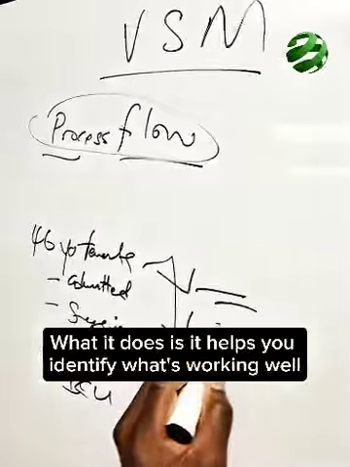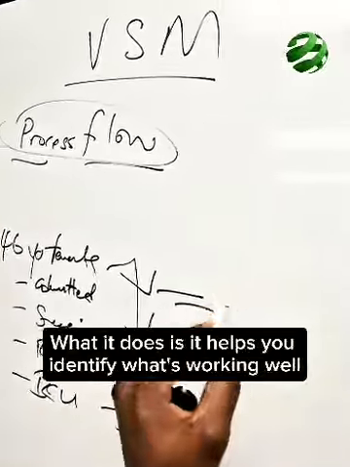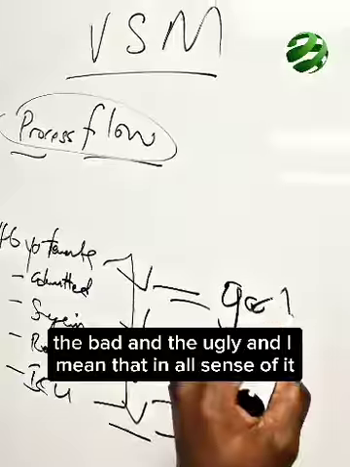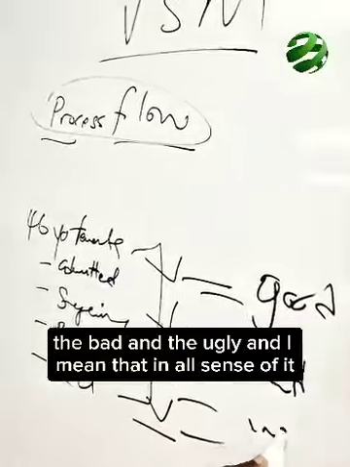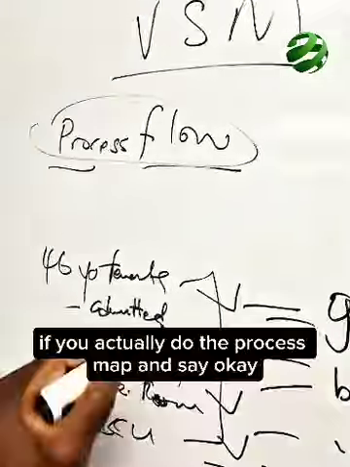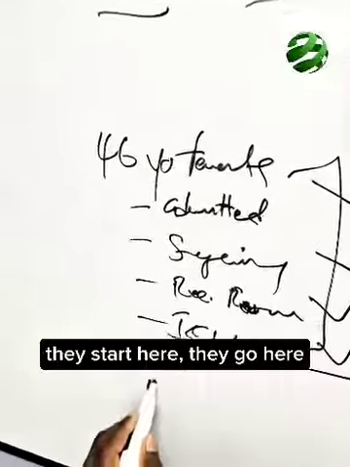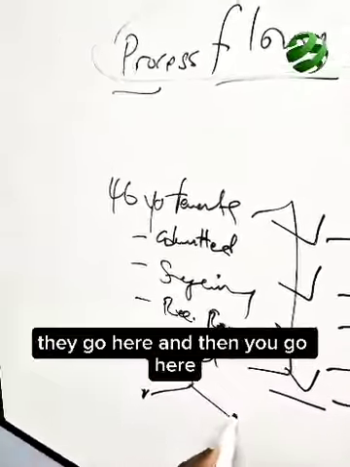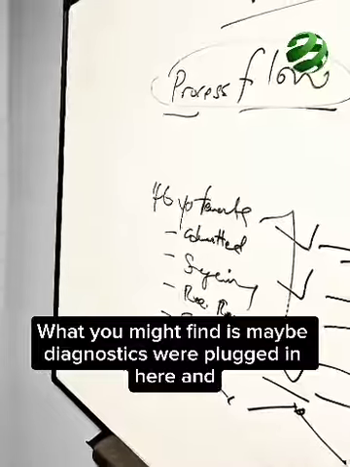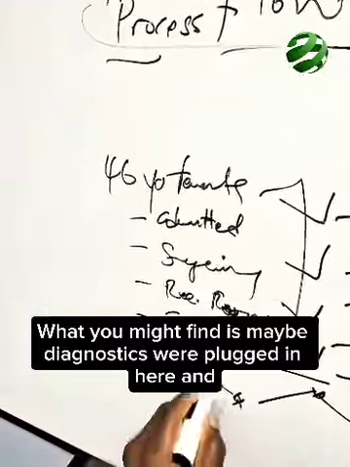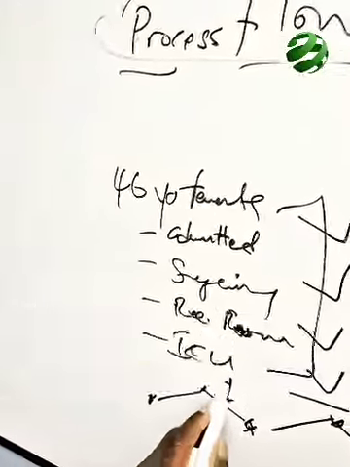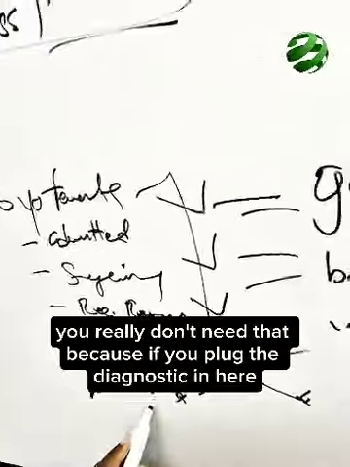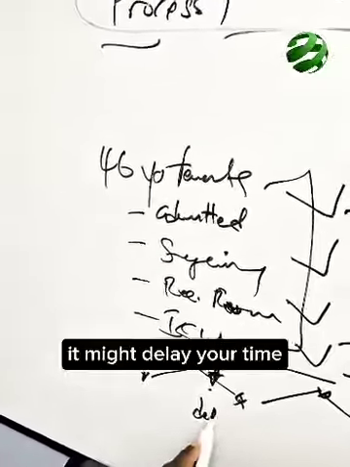It helps you identify what's working well, the good, the bad, and the ugly, and I mean that in all sense of it. If you actually do the process map and say, okay, they start here, they go here, and then you go here, what you might find is maybe diagnostics were plugged in here, and you really don't need that, because if you plug diagnostics in here, it might delay your time.